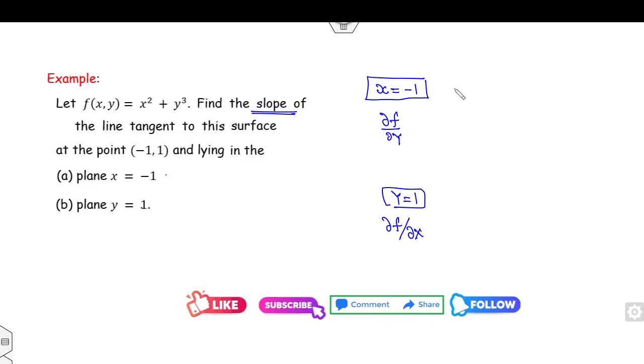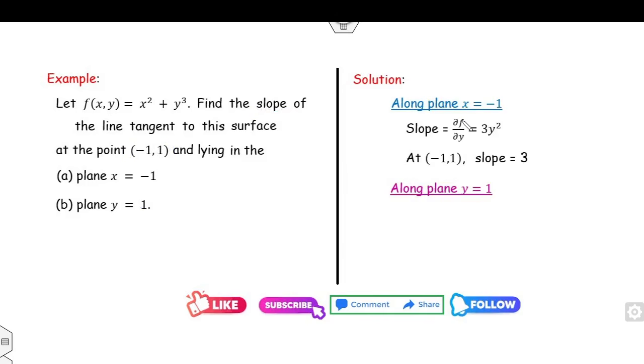So you can find the value. What is the value of del f upon del y? 3y square. The value of this is my 2x. At the given point -1, 1, I can substitute this value. You will get the answer as 3, and corresponding to the value of this you will get -2.